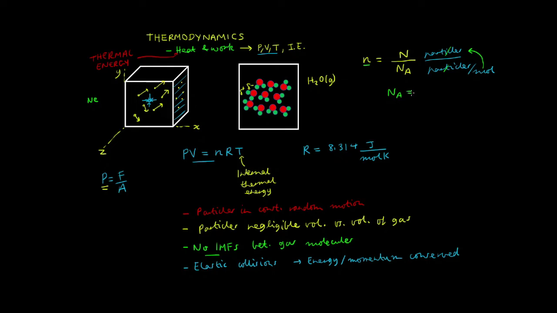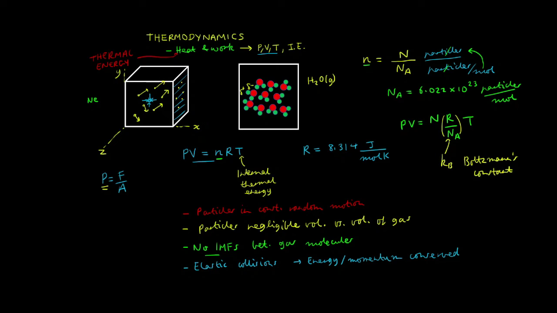And Avogadro's number is 6.022 by 10 to the 23 particles per mole in this case. So therefore we can make our substitution in the ideal gas law for the number of moles. So we get pressure by volume is equal to the number of particles of gas multiplied by the universal gas constant over Avogadro's number, and that's multiplied by temperature. And this here is another fundamental constant of nature known as Boltzmann's constant.